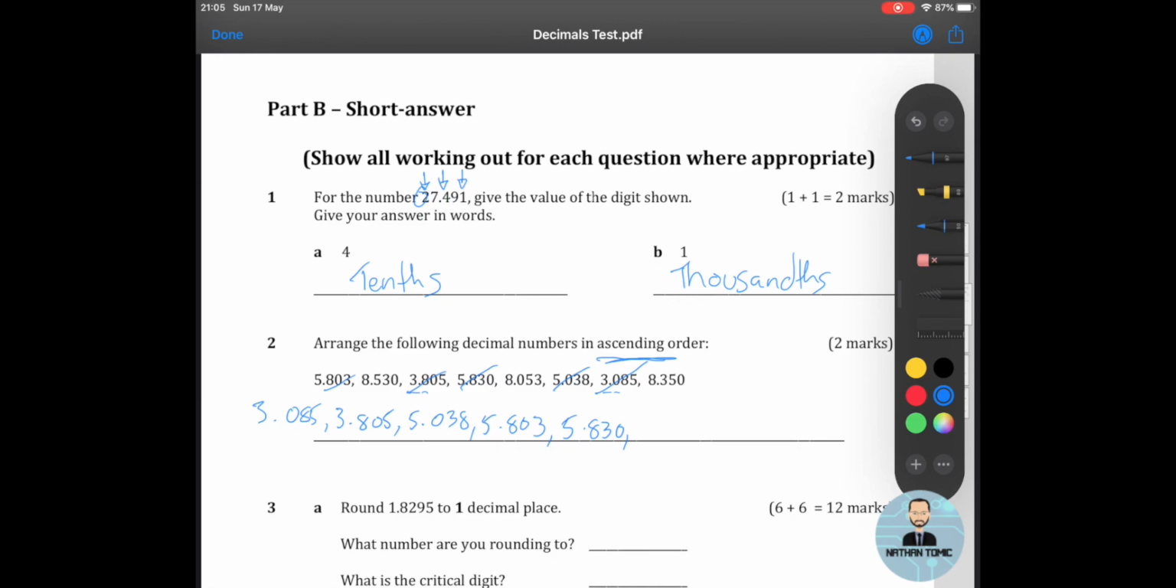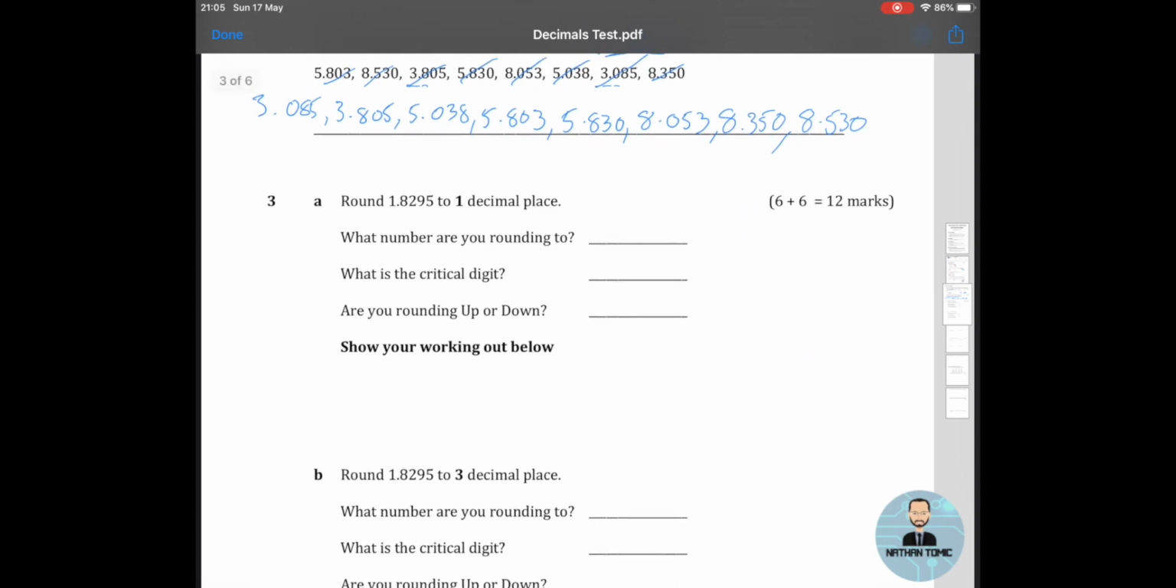Now I'm down to 3 numbers left. We've got an 8.53, an 8.05, and an 8.35. So 8.0 is certainly smallest of those 3. So it's 8.053. Cross it out. Then it's going to be the 8.350. And lastly, 8.530. Okay, crossing it out. Double check if you need to, but if you have been crossing them out one by one as you go, then you should know that you've used all of them now.